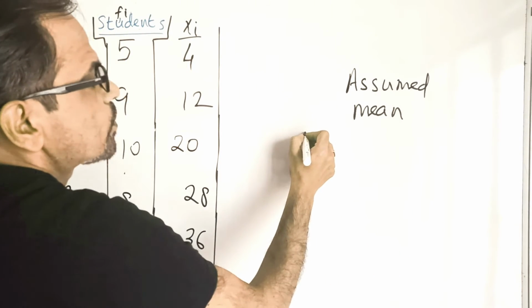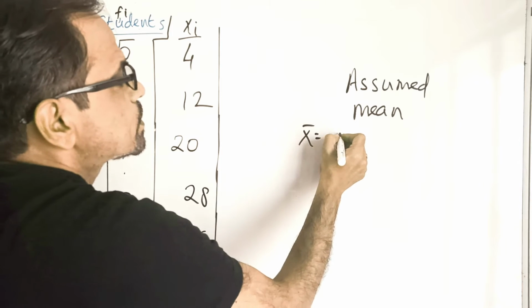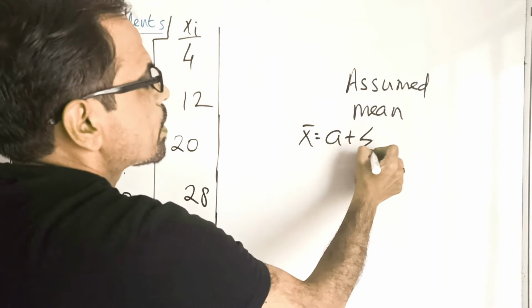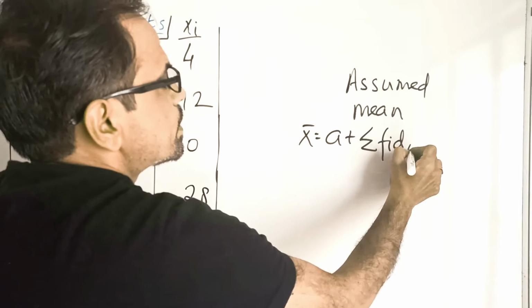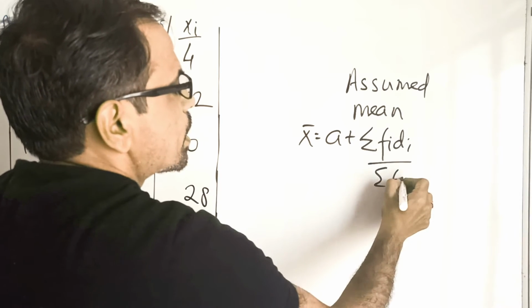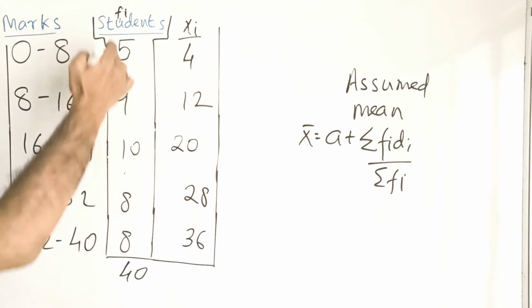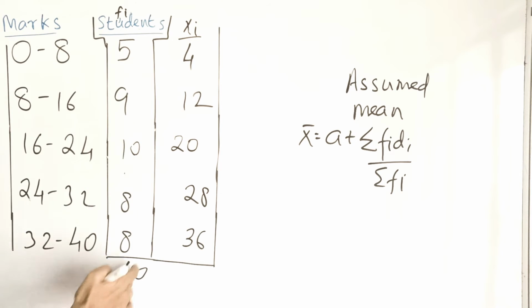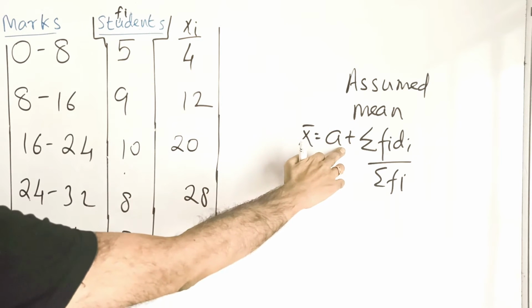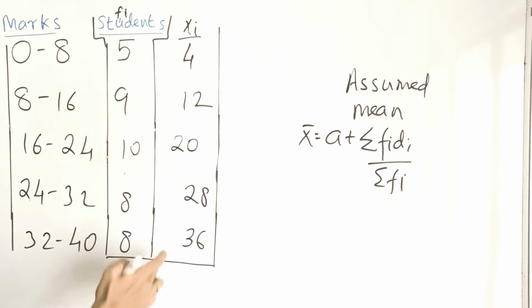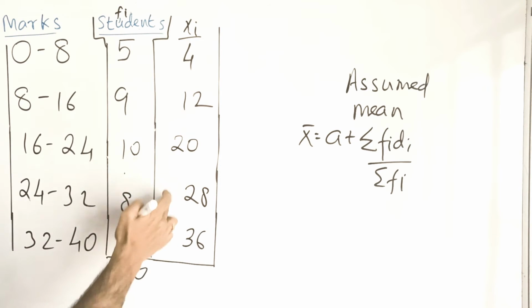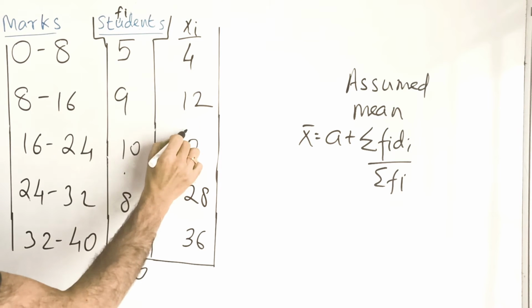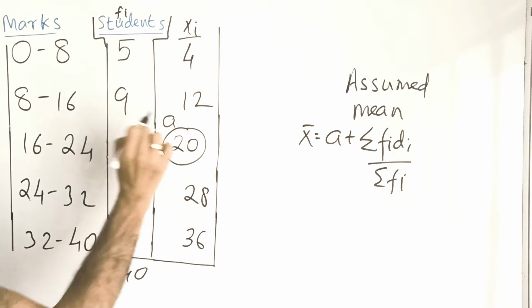Assume mean method, the formula is x bar is equal to a plus sigma fi di upon sigma fi. Okay students, sigma fi is the same total frequency, and the new ones are a and di. A is what? We have to assume any one data among these data. So in between this data is 20.